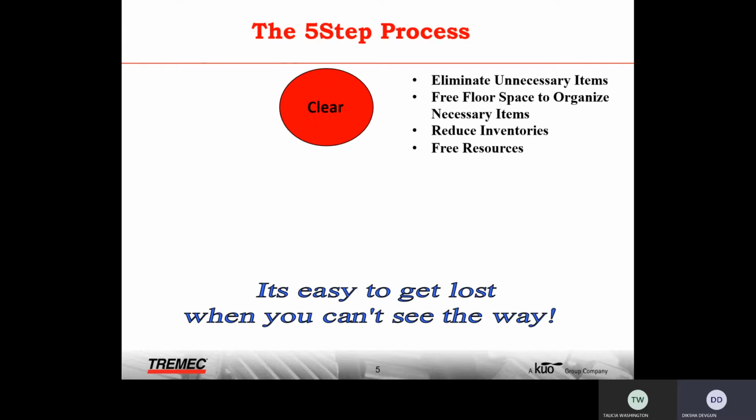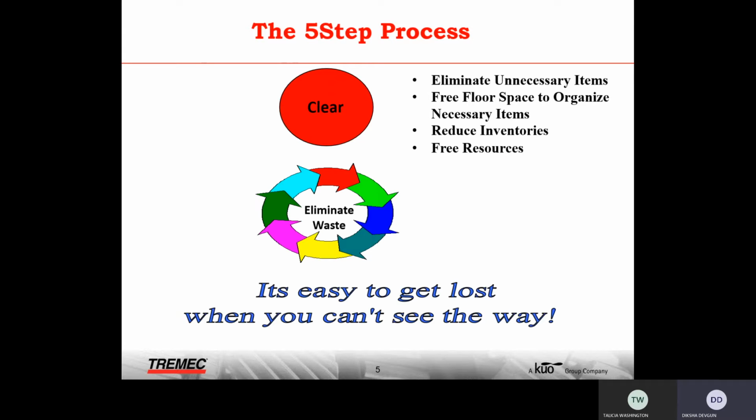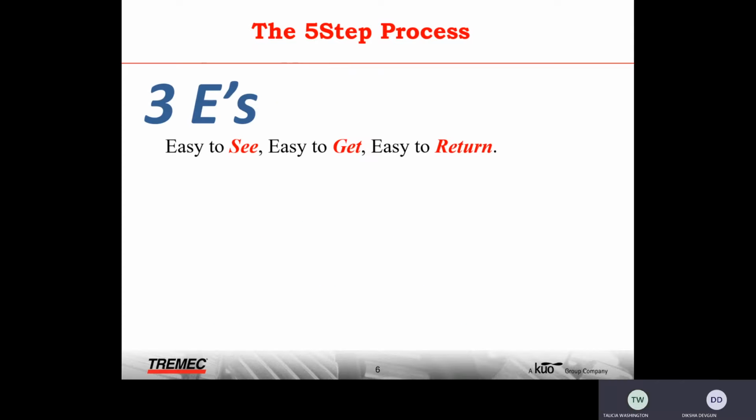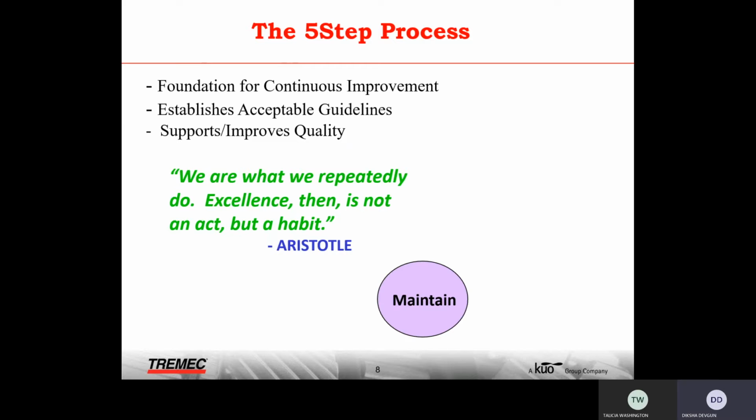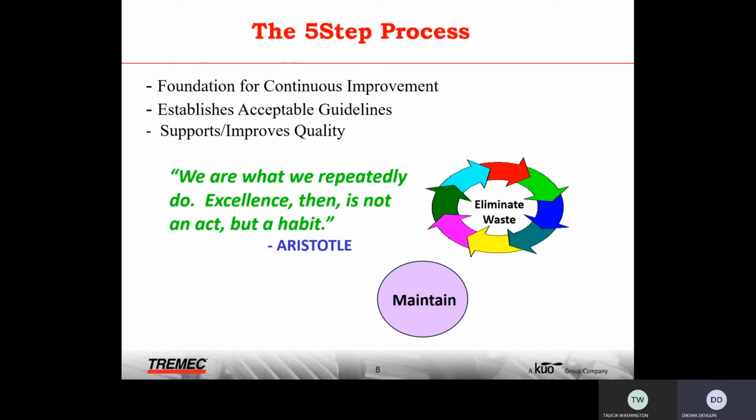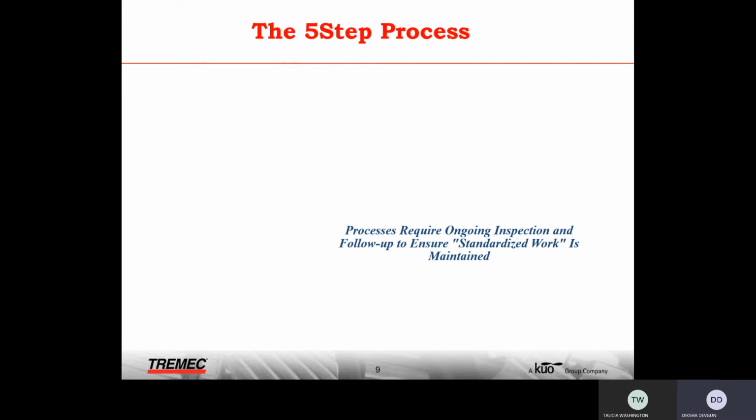Clear helps us eliminate unnecessary items, free floor space to organize the necessary items, reduce inventory, and free resources. The 3 E's, easy to see, easy to get, and easy to return, are for organize. Cleaning equals inspecting. Maintaining, what does maintaining do? It's the foundation for continuous improvement. It establishes acceptable guidelines, supports and improves quality.